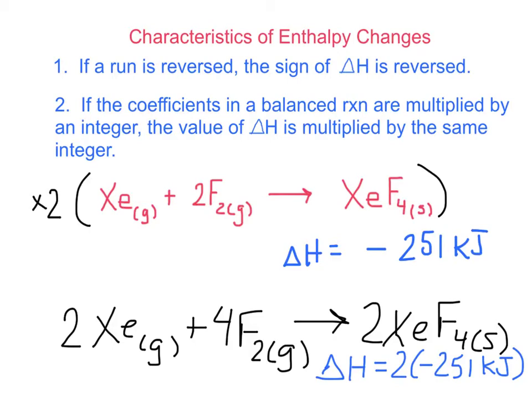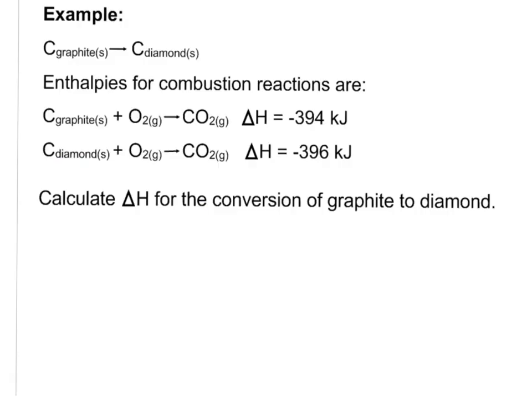So just so you understand, when I multiply all the coefficients of that reaction by some integer, I also multiply the change in enthalpy by that same integer.